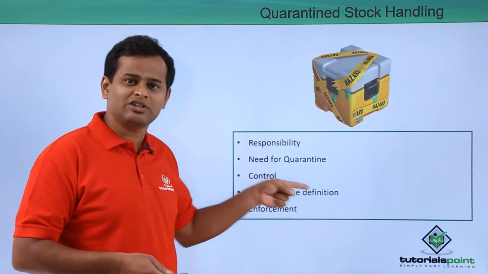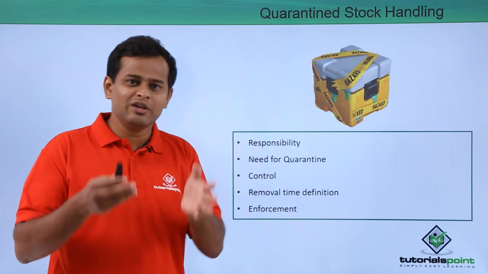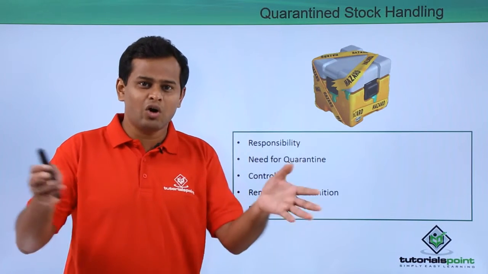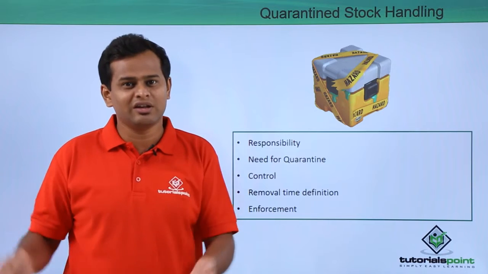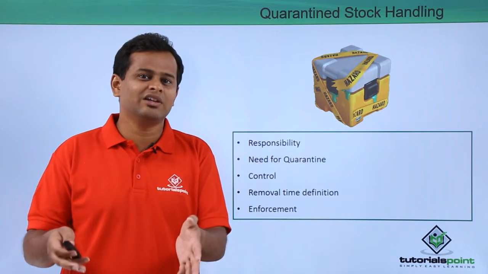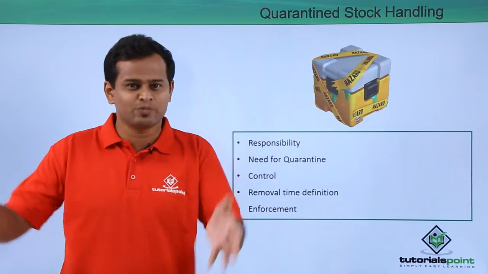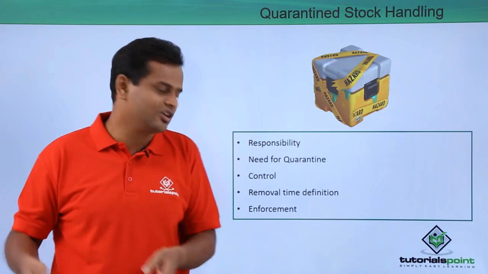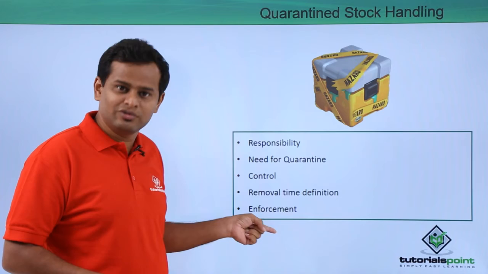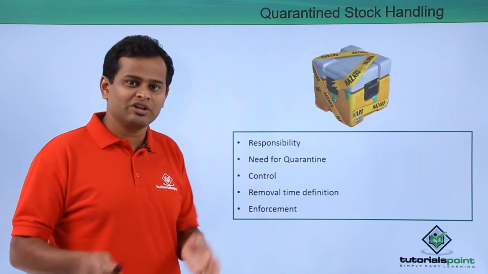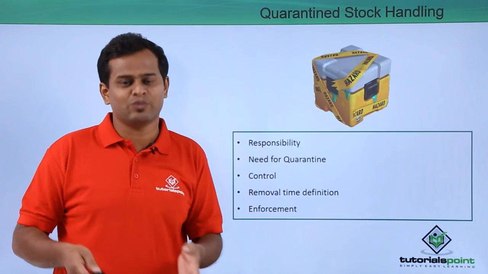Also, we need to define how exactly the control is going to be, and we need to define the timing, because if time is not defined, then all these components will stay in the quarantine area and nobody will put in the effort to remove them. Finally, whatever we have planned, we need to enforce it by putting in the right management review responsibilities.